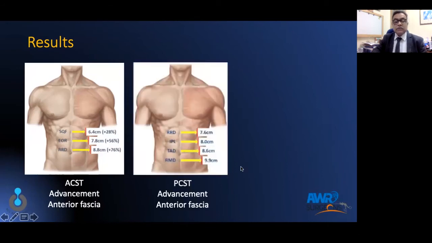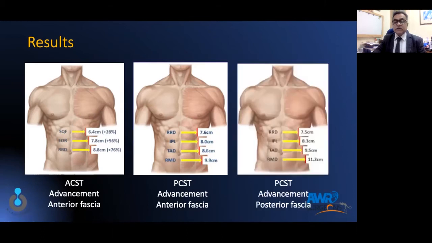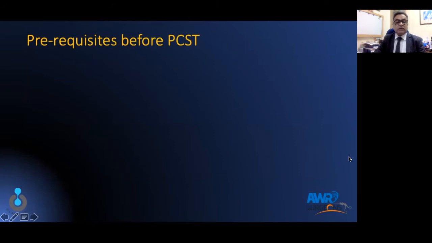Similarly, with posterior component separation, the figures are all higher. Especially when the retromuscular dissection is done, it is almost 10 centimeters from each side. So almost 20 centimeter large defects can be closed with the transverse abdominis release. Of course, with PCST there is also advancement of the posterior fascia to a very big extent. This is the beauty of this procedure, where it is a greater myofascial release.